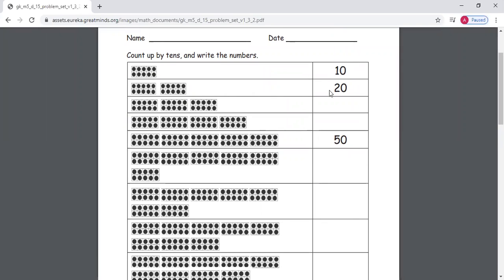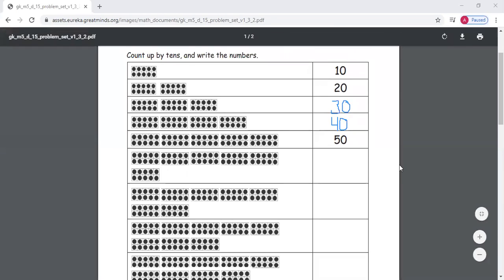So we have 10, 20. What group is next? 3 groups of 10, which is what number? 30. So I would write the number 30, 3, 0 for 3 groups of 10. Okay, what's after 30? How many groups of 10 is after 30? 4 groups of 10, so 40. All the way down to 100.